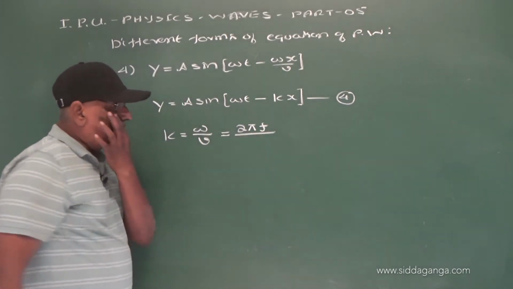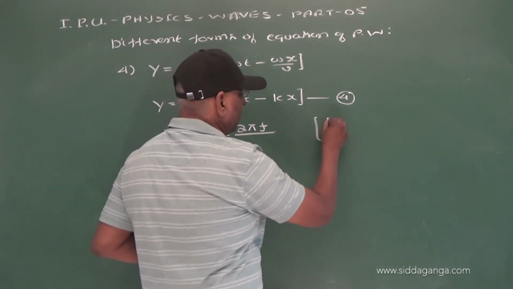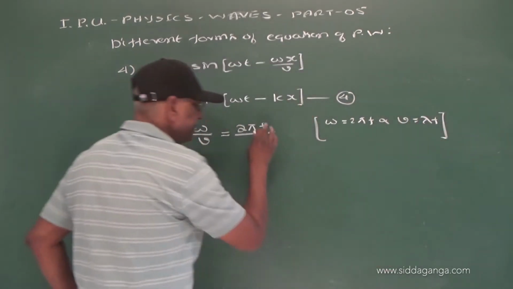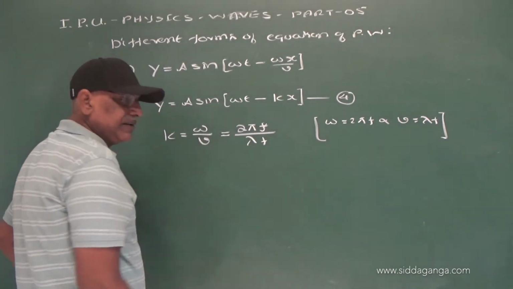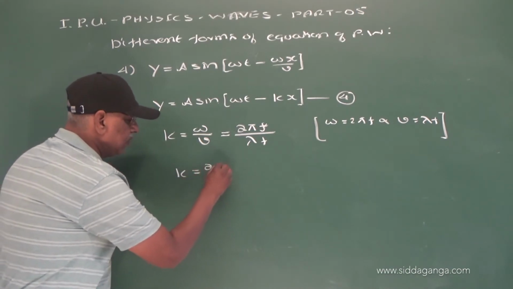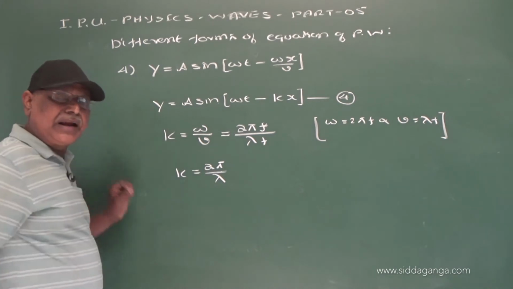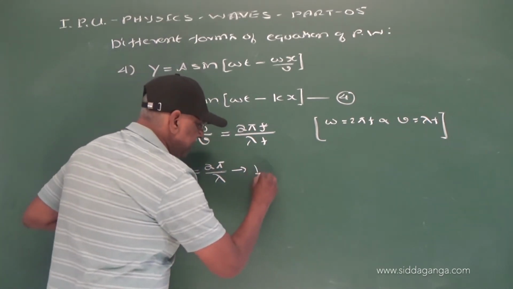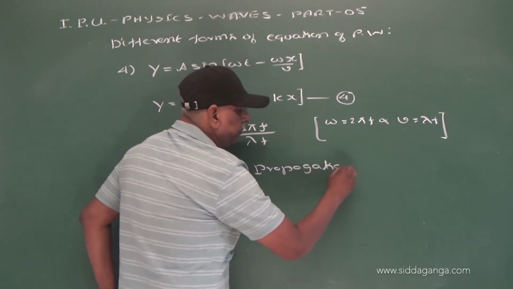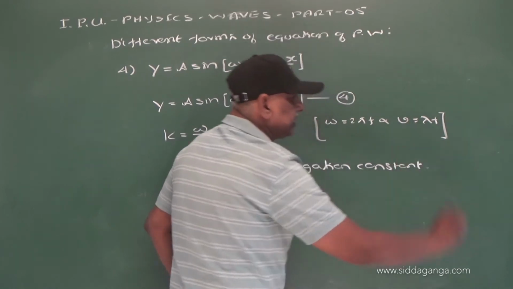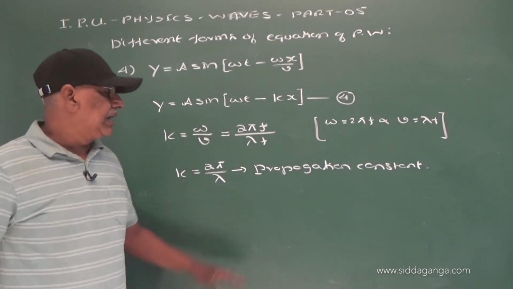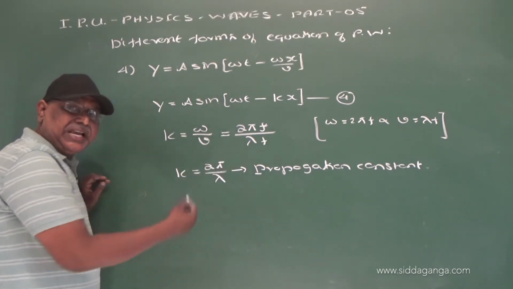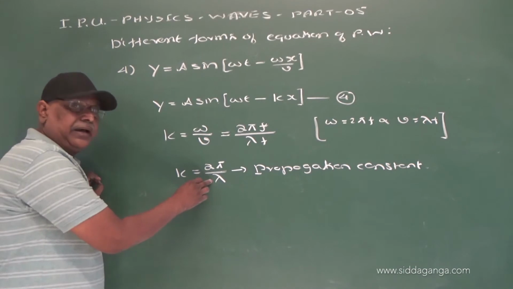Now we have this from the wave velocity: ω = 2πf and v = λf. Substituting v = λf, f gets cancelled, so k = 2π/λ. This k = 2π/λ = ω/v is called the propagation constant. It is constant for a given wave in a given medium and it is called the propagation constant. Now 2π is the change in phase of a particle, and λ is the wavelength.